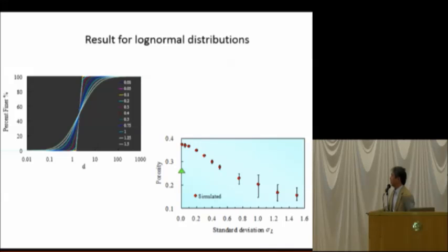If this is 1 centimeter, this is 1 millimeter, and this is 1 meter. If standard deviation is 1.5, the grain size ranges from 1 millimeter to 1 meter. In that case, porosity is very small. And so if the distribution is uniform, the porosity approaches around 0.4, which is generally the value we use.